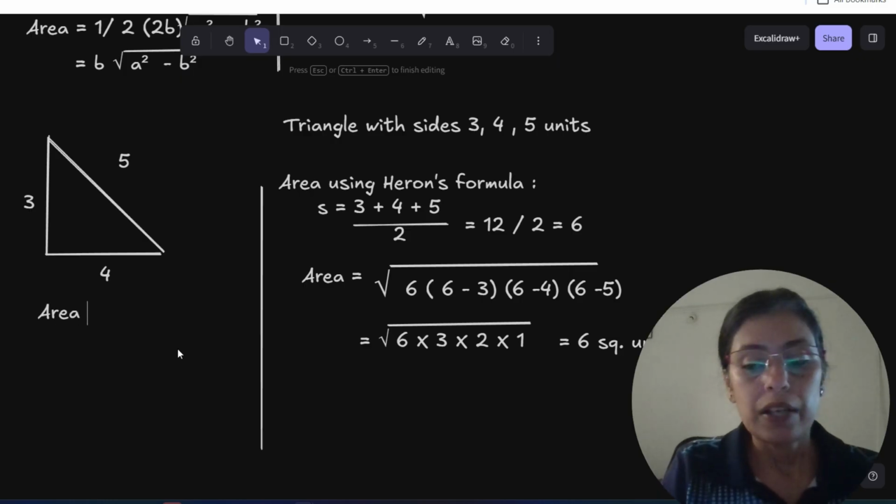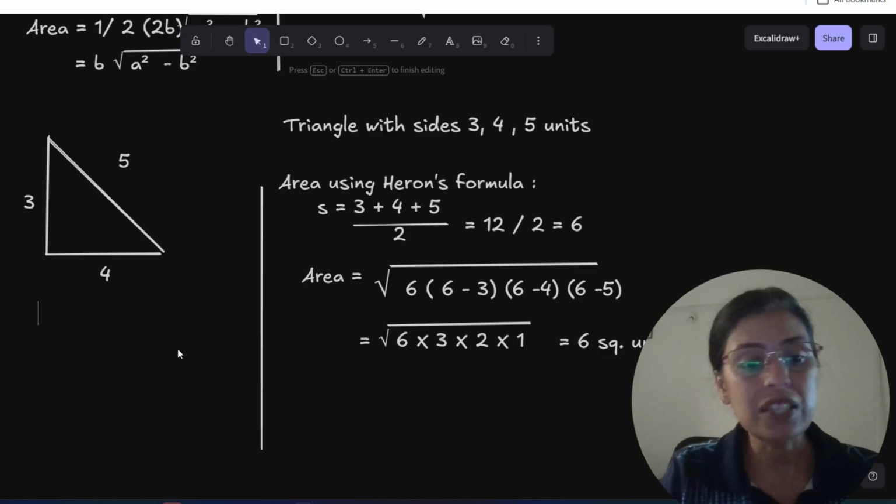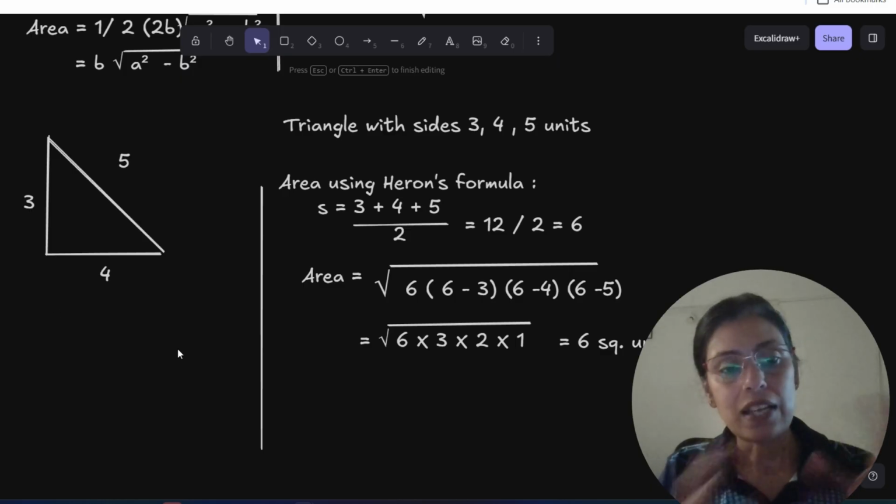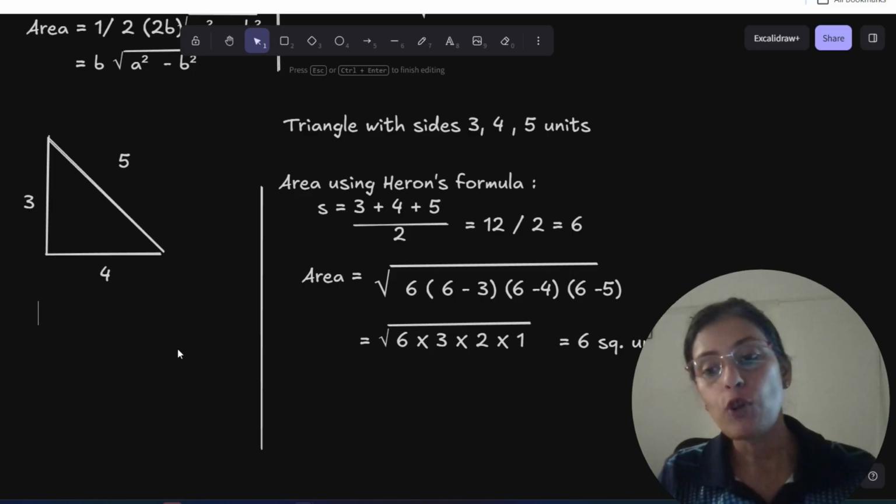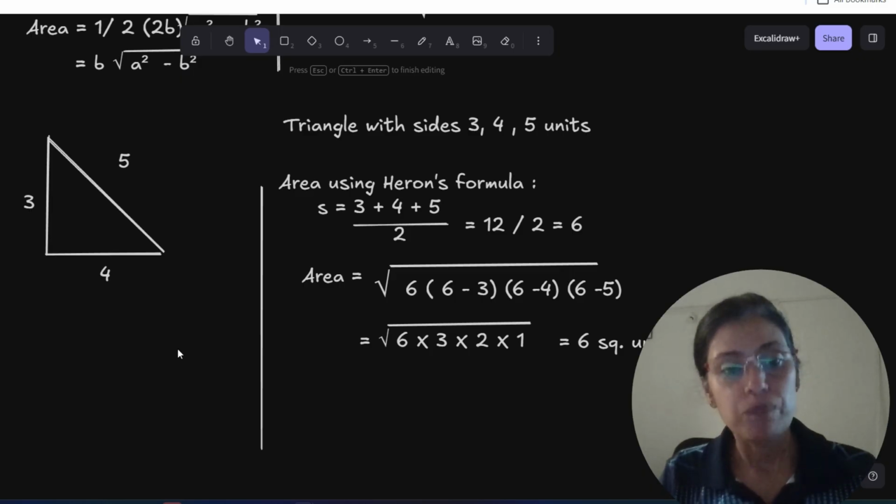So area, now here, seeing this, because these are just the most common Pythagorean triplet, you'll be able to make out that it is a right angle triangle. But in case you're not sure, you can just try out the Pythagoras theorem and see if 5 square is equal to 3 square plus 4 square. So 5 square is 25, 3 square is 9, 4 square is 16. So 16 plus 9 is equal to 25. So this means it is a Pythagorean triplet. If it is a Pythagorean triplet, this means it is a right angle triangle.